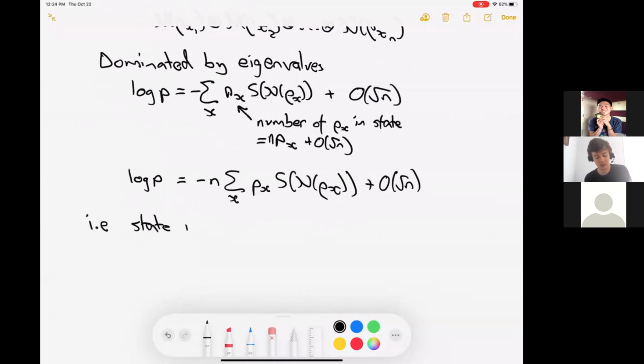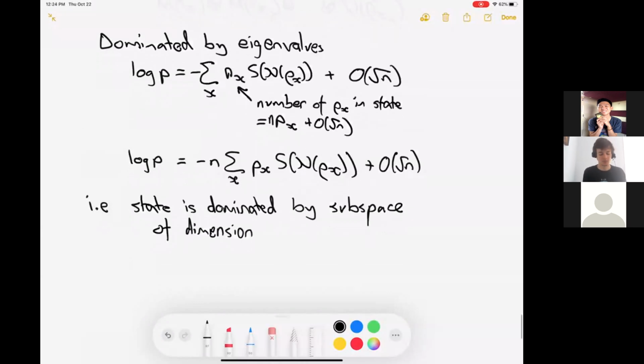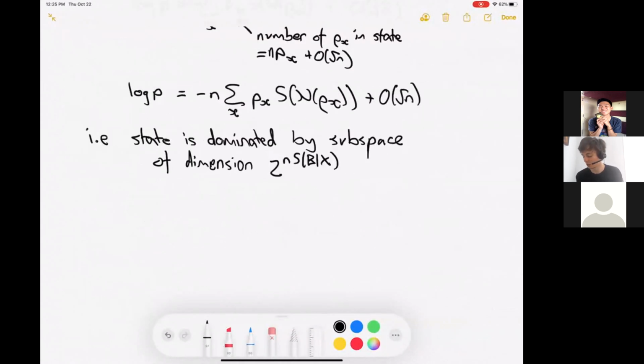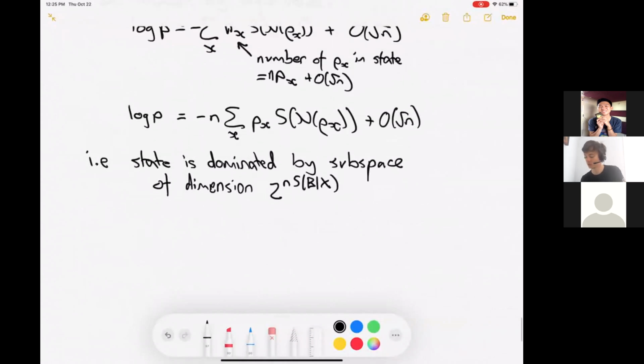The state is sort of dominated by a subspace of eigenvalues, and that subspace is going to have dimension 2 to the n times the sum over x of p_x S(N(ρ_x)), which is just 2 to the n of S(B) conditioned on x. Did I write H back here? Yeah, that's all good. Okay, just the conditional entropy of B conditioned on this classical label x.